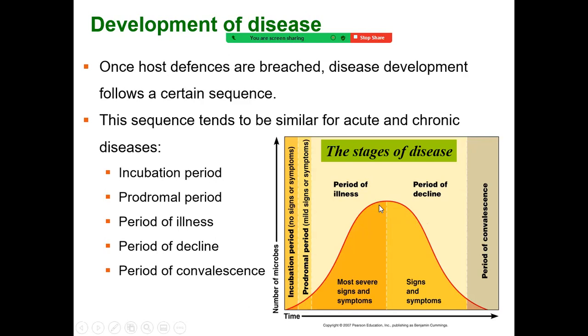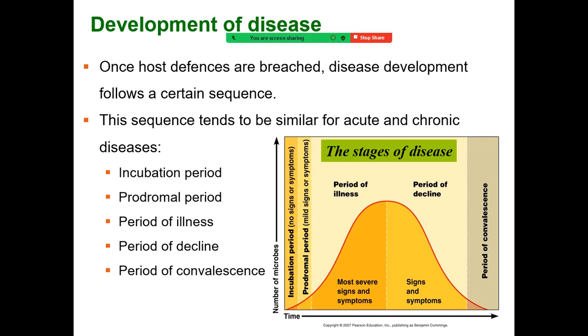The period of illness is then followed by the period of decline, where the patient starts getting better. A classic example of the start of the period of decline is when the patient's fever breaks. They no longer have a fever. They've now entered the period of decline, and the disease is going to start getting better.